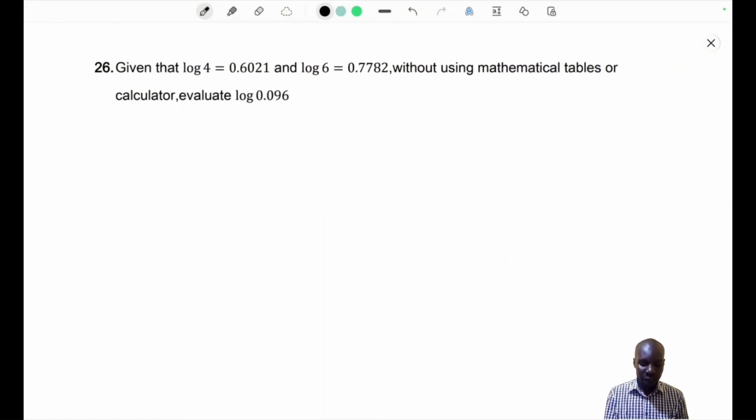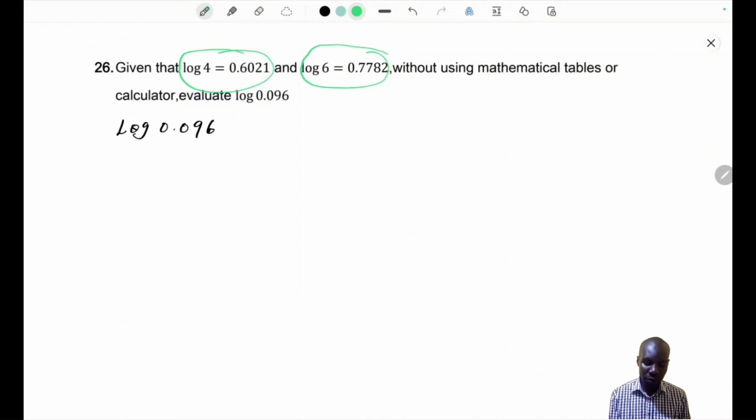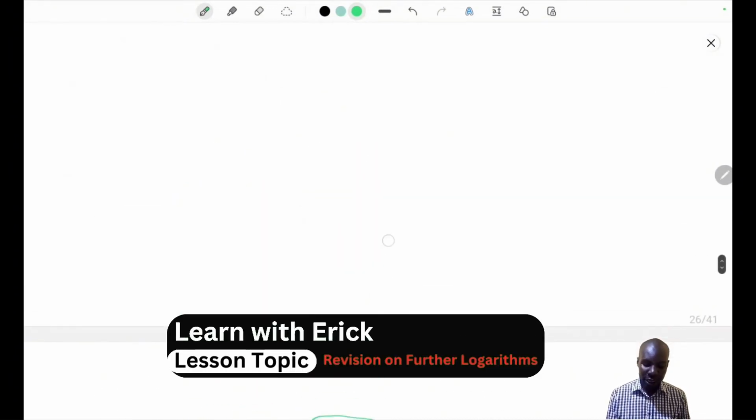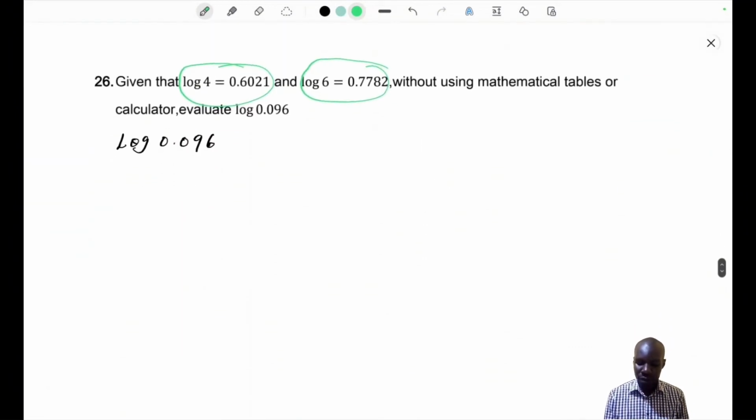Number 26. Given that log of 4 equals 0.6021 and log of 6 equals 0.7782, without using mathematical tables or calculator, evaluate log of 0.096. So we have log of 0.096. Given that log of 4 is equivalent to 0.6021 and log of 6 is equivalent to 0.7782. So we know that 96 is divisible by both 4 and 6. So let's do it this way.